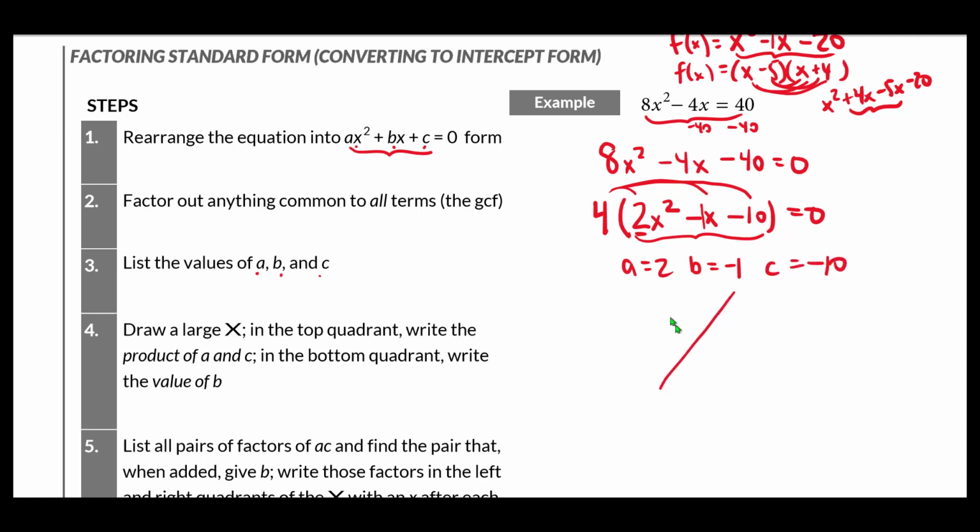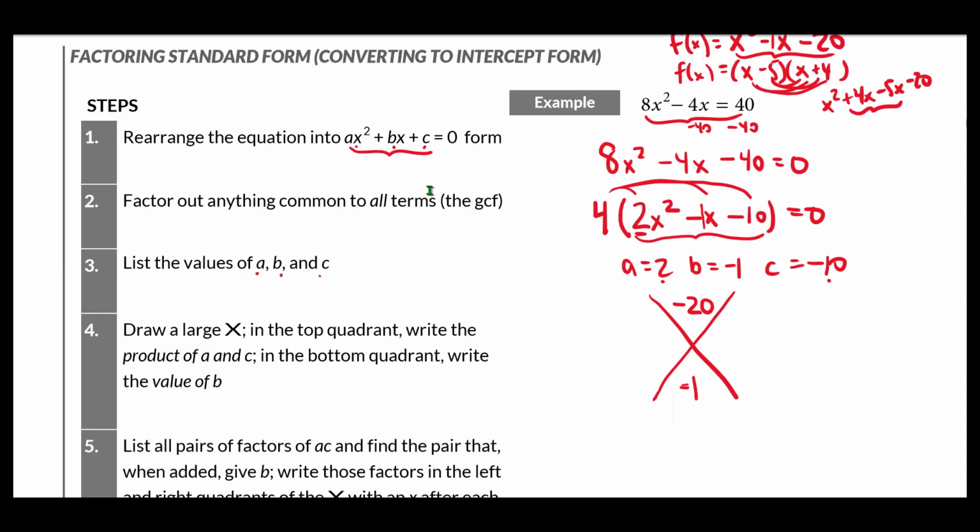What I'm going to do now is draw an x. Drawing the x isn't absolutely necessary, but it's fun to draw a big X, so I'm going to do that. In the top quadrant up here, I'm going to write the product of A and C. The product of 2 and negative 10 is negative 20. And in the bottom quadrant down here, I'm going to write the value of B, which is negative 1.